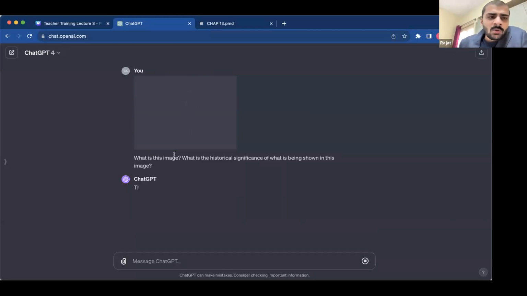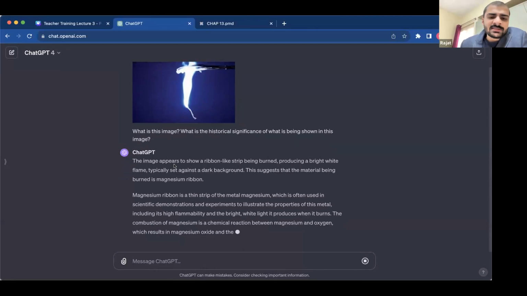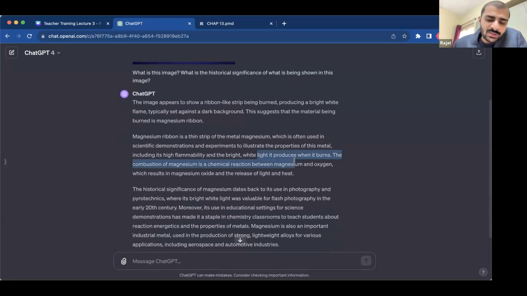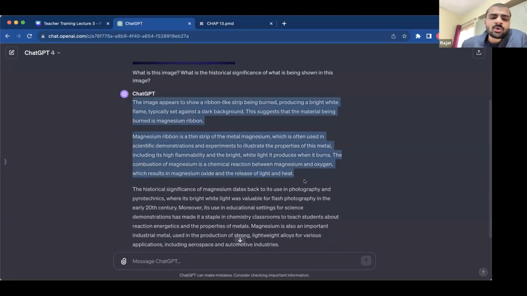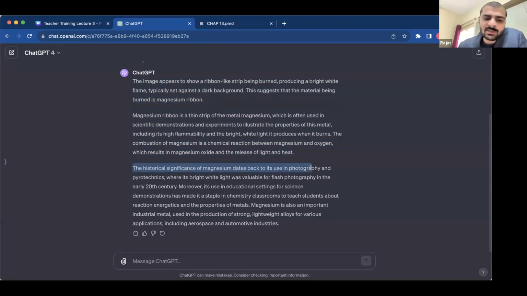Okay. So now what will happen is that ChatGPT, first of all, will clearly understand what this is. That this is a magnesium ribbon which is being burnt and a very bright white light is being produced. But it does not stop there. To keep the students more engaged, it can even tell about the historical significance: magnesium dates back to its use in photography, where its bright light was valuable for flash photography in the early 20th century. Moreover, its use in educational settings for science demonstrations has made it a staple in chemistry classrooms to teach students about reaction energetics and the properties of metals.